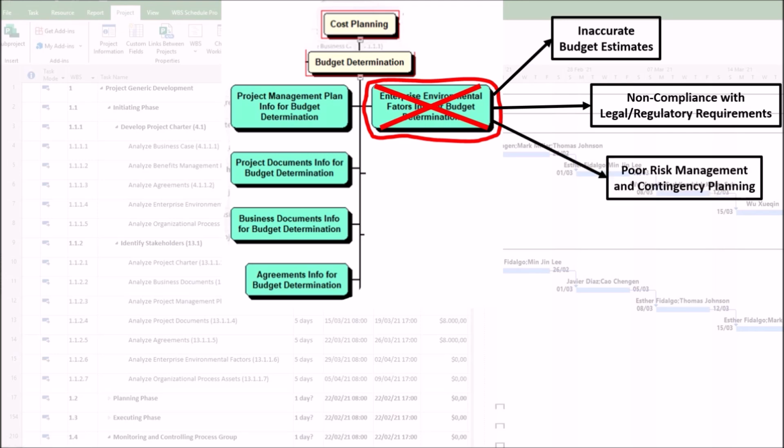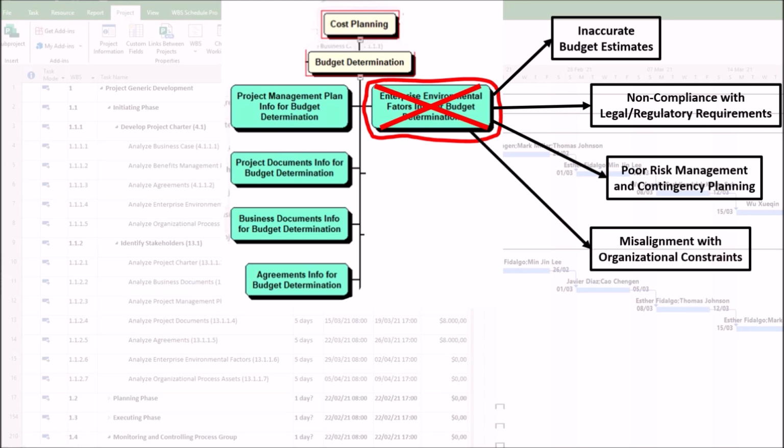3. Poor risk management and contingency planning. First, inadequate reserves. If enterprise environmental factors like economic instability or political risks are ignored, contingency reserves may be insufficient. Second, unmitigated external threats. Budgets may fail to account for potential disruptions, such as natural disasters and strikes. As a result of these factors, we can have increased exposure to risks, leading to unbudgeted emergency spending.